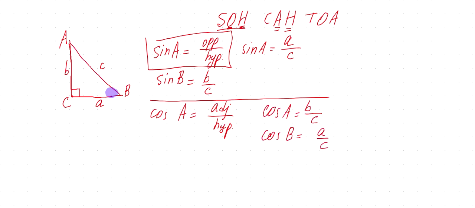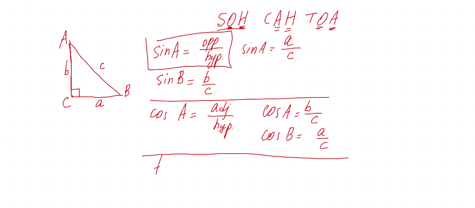Okay, and let's do the last one. That will be the tangent. For tangent, we have O and we have A. Remember, O stands for opposite leg, A stands for adjacent leg.